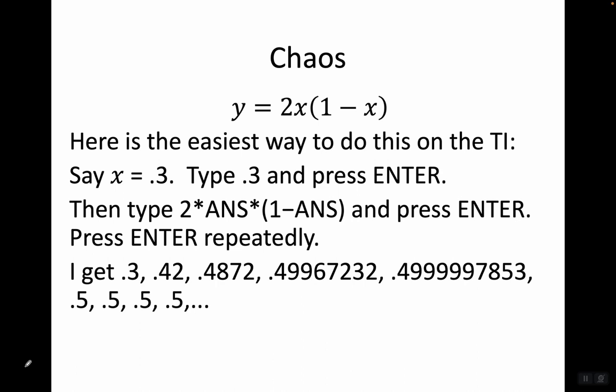Here's the easiest way to do this on the TI. So say x equals 0.3. Type 0.3 and press enter. Then type 2 times answer times 1 minus answer and press enter. And just press enter repeatedly. Basically, that's the calculator's way of taking whatever your output is and plugging it back into the function 2x times 1 minus x. So I get 0.3, 0.42, 0.4872, etc. And then eventually, it's just 0.5.